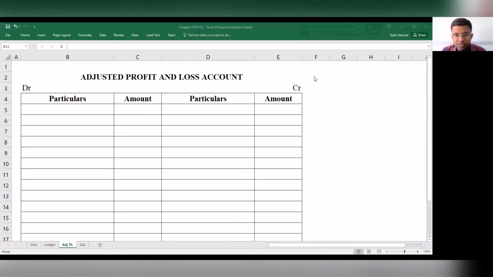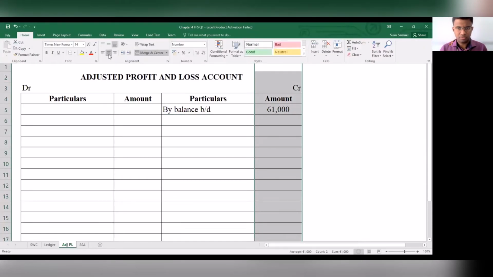The next step is to prepare the adjusted profit and loss account. We have prepared the schedule showing changes in working capital, and we prepared ledgers. Now we are preparing the adjusted profit and loss account, and please remember we are working with the net profit method. So we start off with the opening balance, which is the first year's net profit. First year's net profit is 61,000.